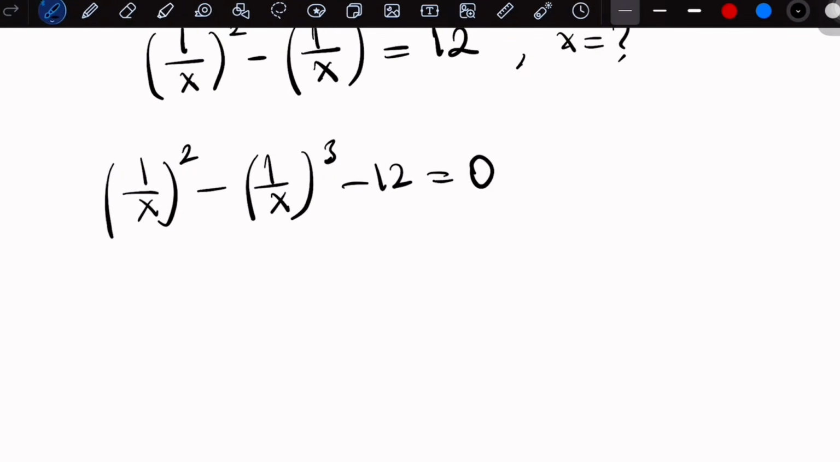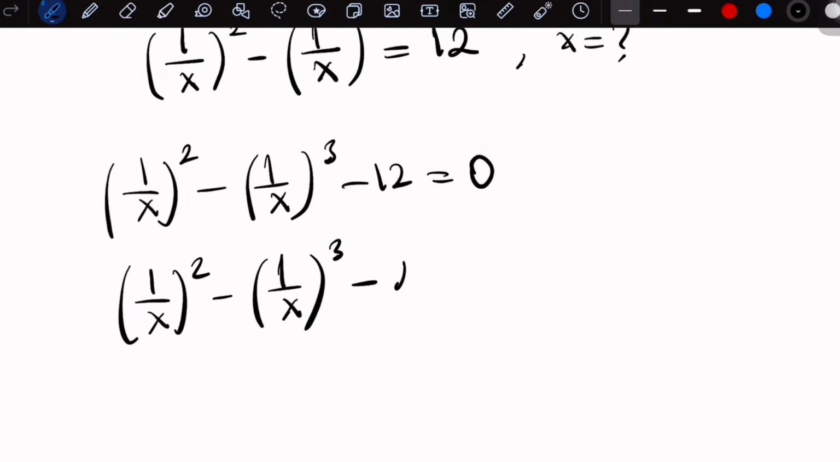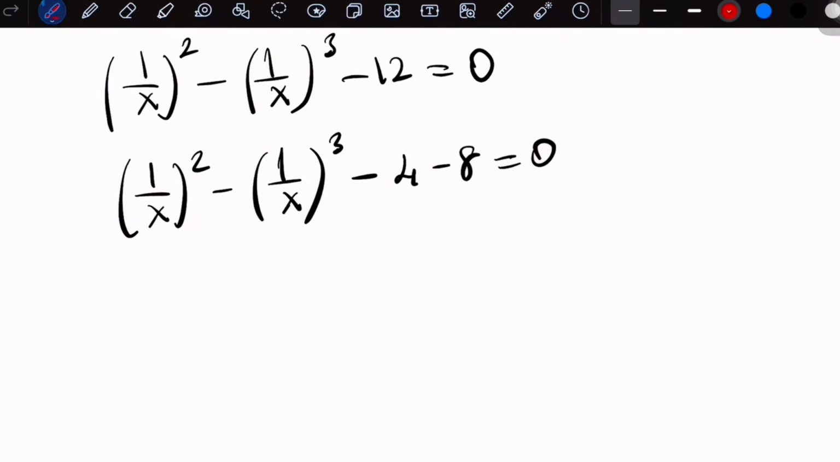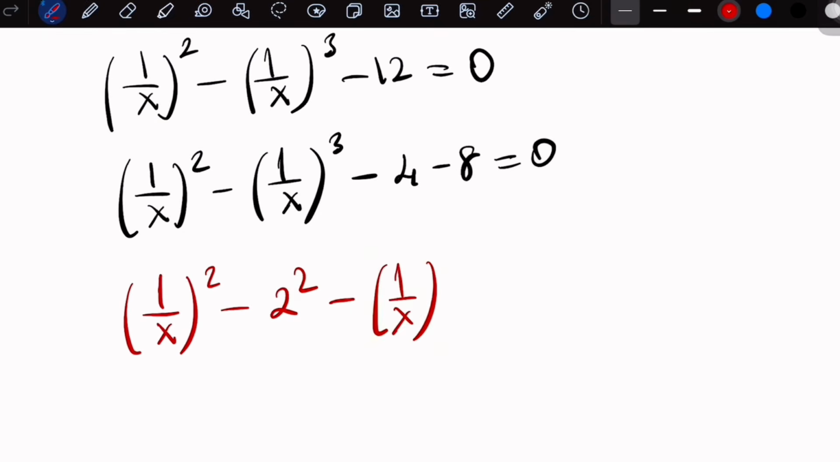When we think a little further, we need to try to break the number apart. (1/x)² ... (1/x)³ minus 4 minus 8 equals 0. I'm looking at what I can do next. (1/x)² minus 2², minus the cube of ... (1/x)³ minus 2³ is equal to 0.